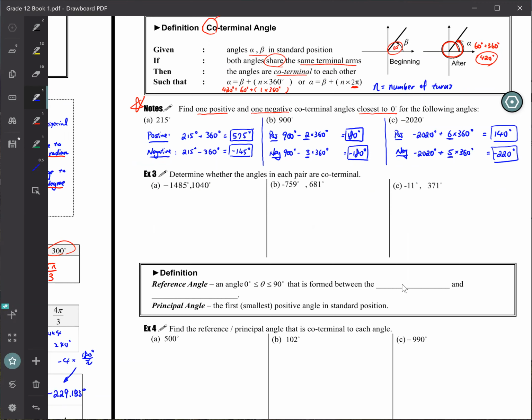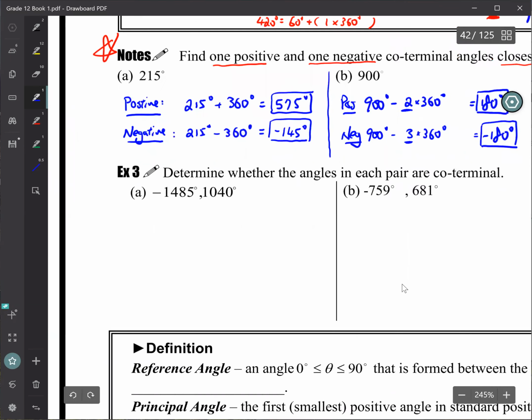Okay, William, what do you think? Question A? No. No? Okay, not coterminal.